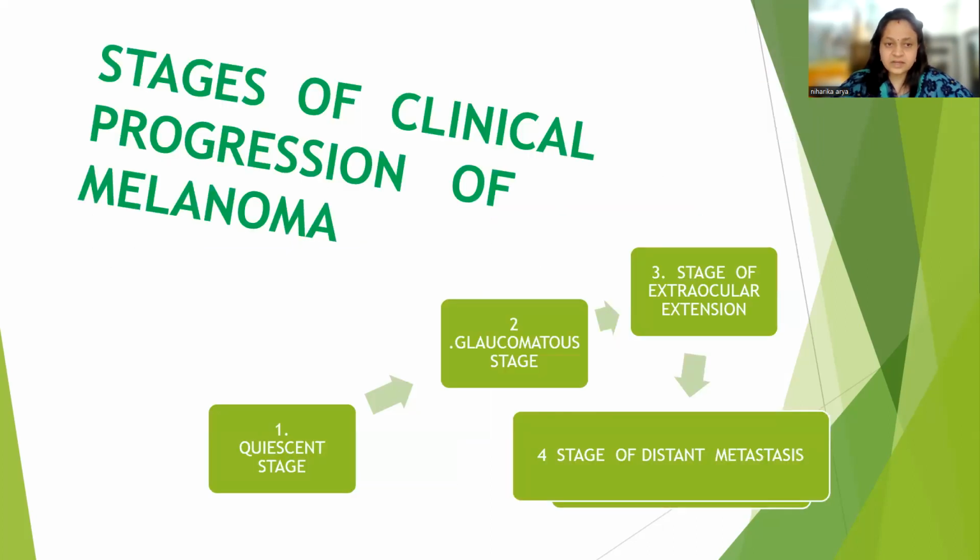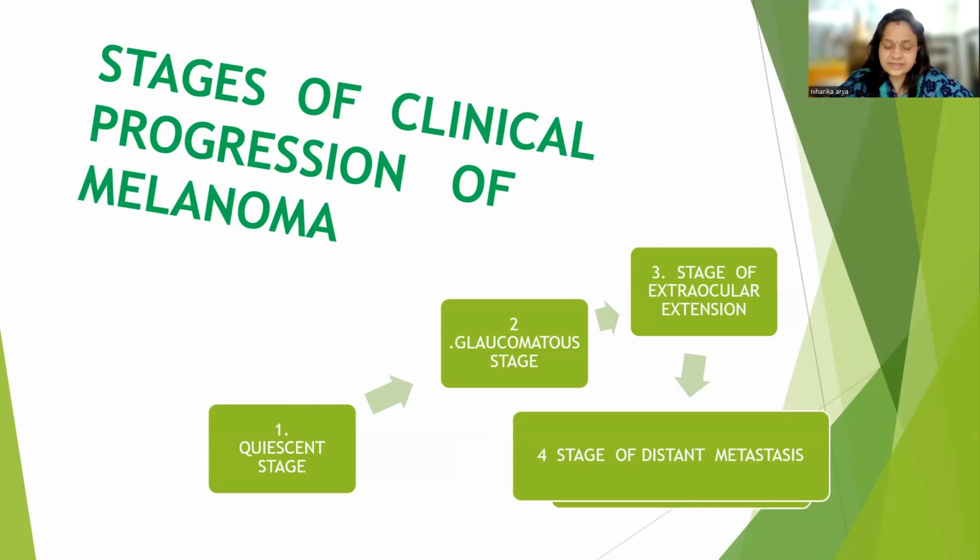Now the stages of the clinical progression of the melanoma. There are 4 stages of the choroidal melanoma, that is the progression of the melanoma. The first is the quiescent stage. Second is the glaucomatous stage. Third is the stage of extraocular extension, and the fourth is the stage of distant metastasis. So first is the quiescent stage.